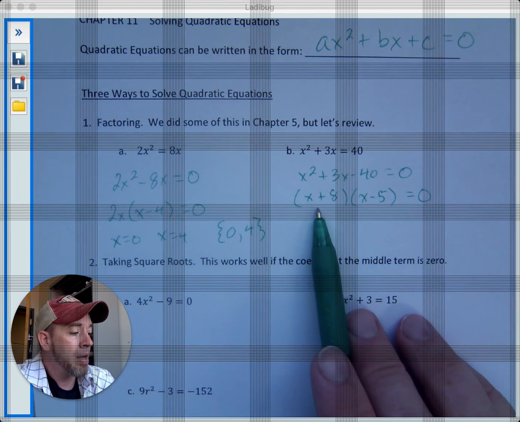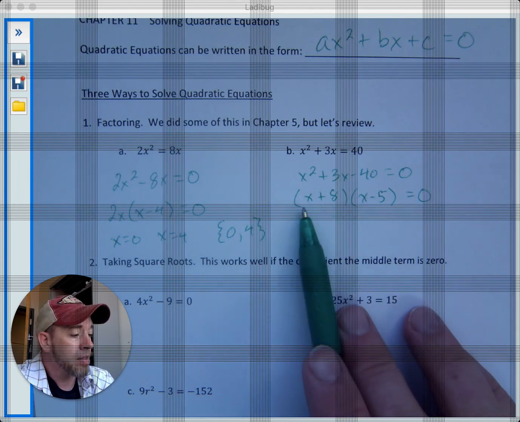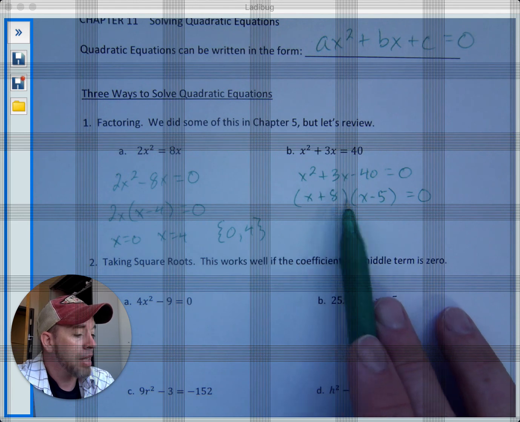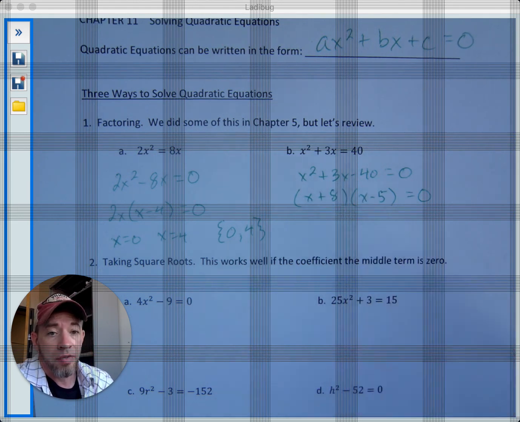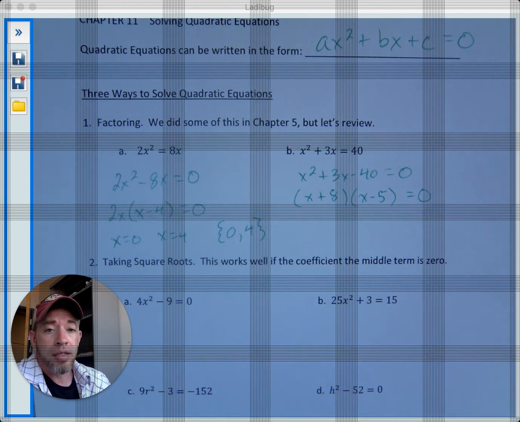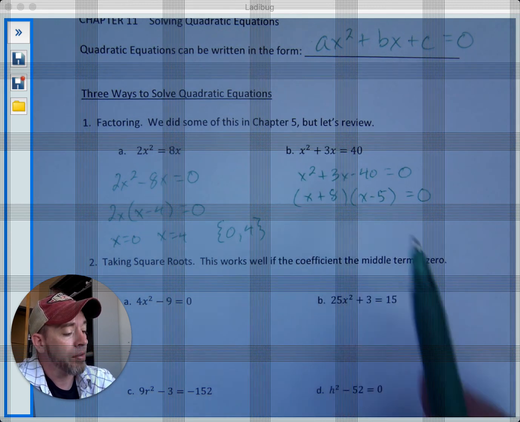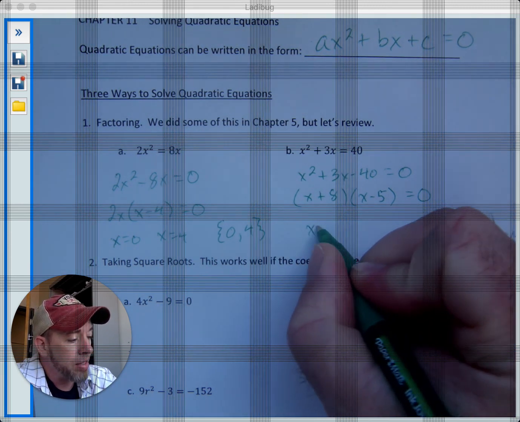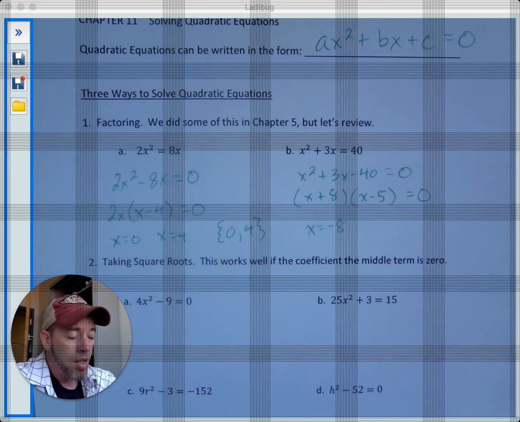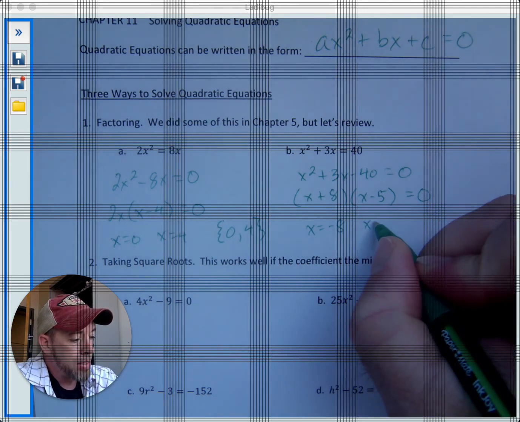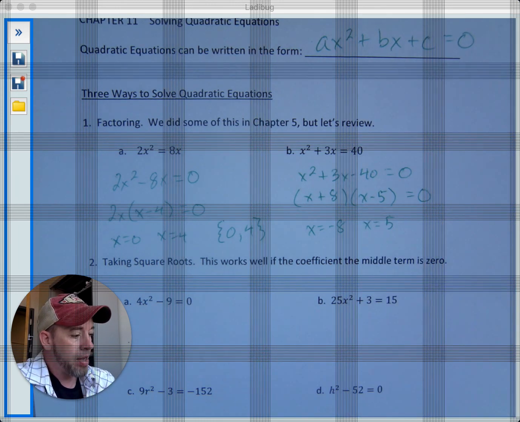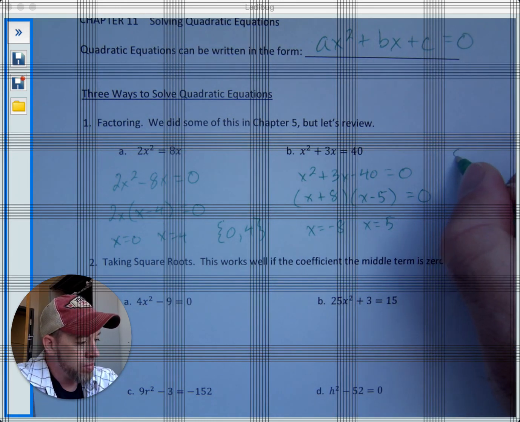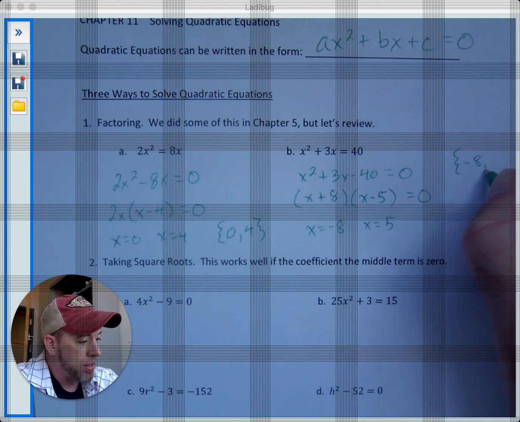And we can multiply these two binomials to make sure. X times x is x squared. We have a plus 8x minus 5x, that's 3x. And 8 times negative 5 is negative 40. So we ask ourselves, what makes these factors 0? And hopefully you say, well, negative 8 would make this factor 0. Positive 5 would make this factor 0. So we have 2 solutions. Our solution set would be the numbers negative 8 and 5.